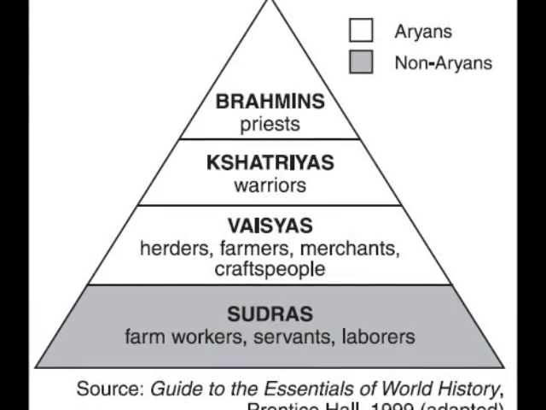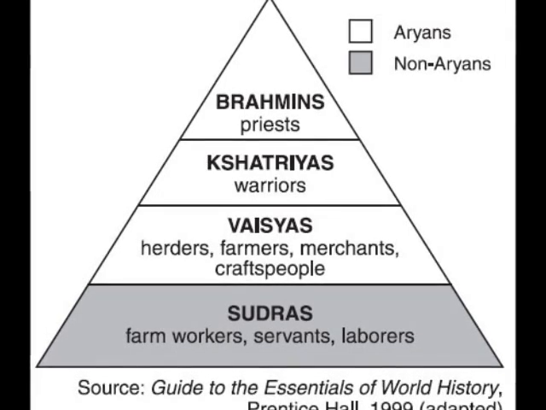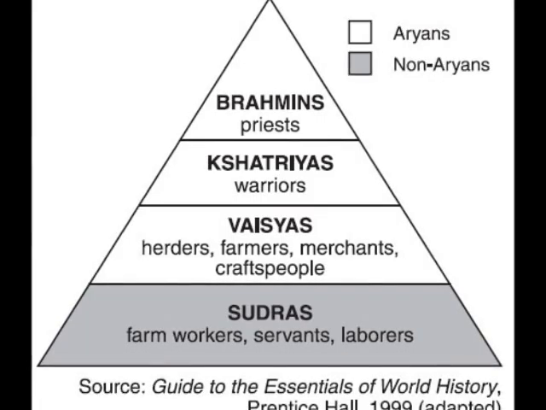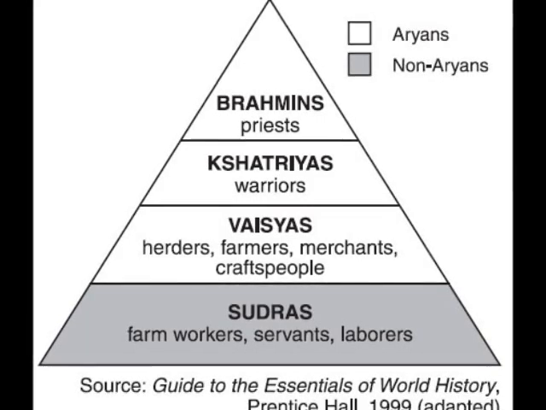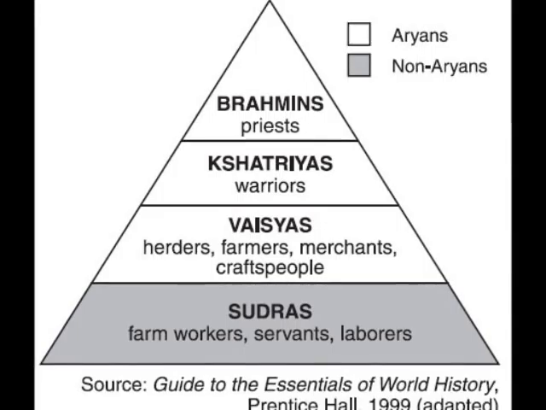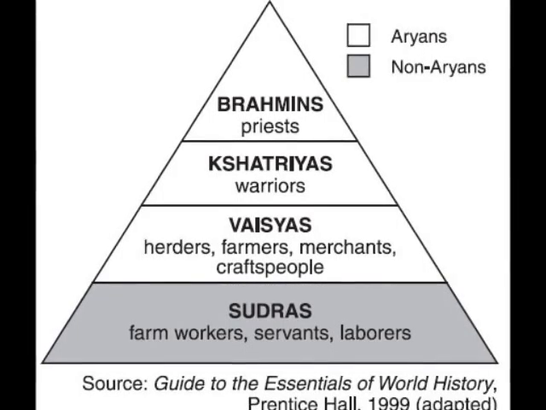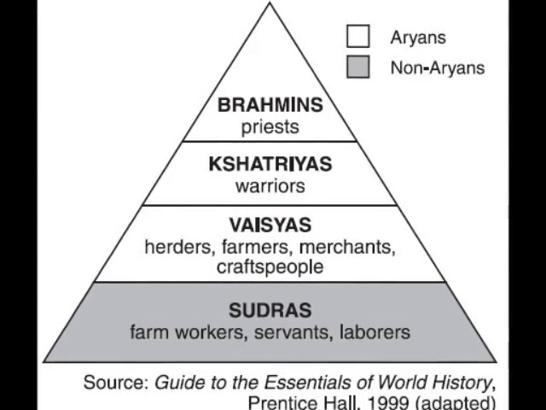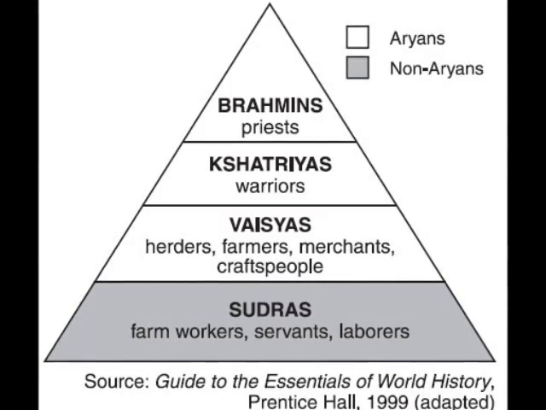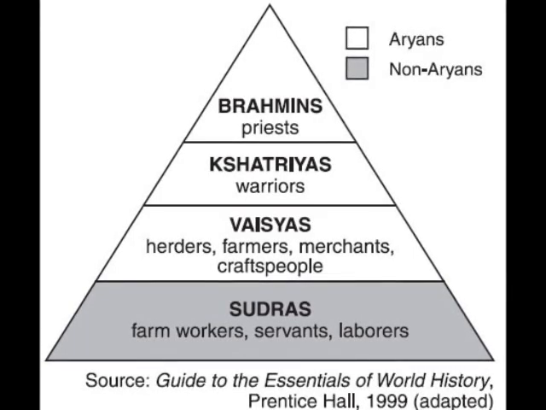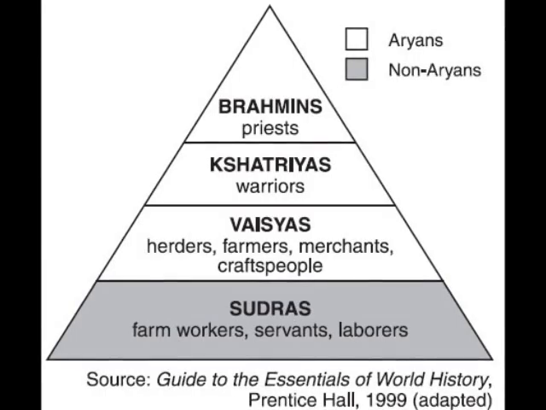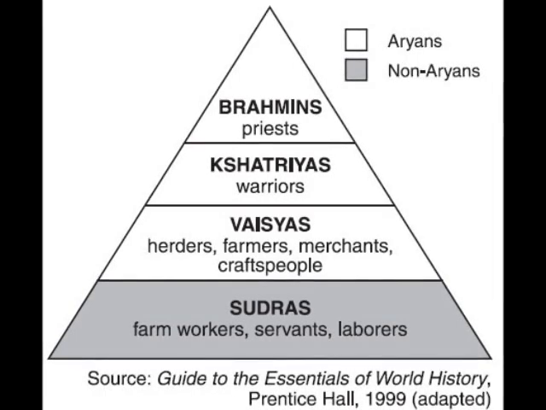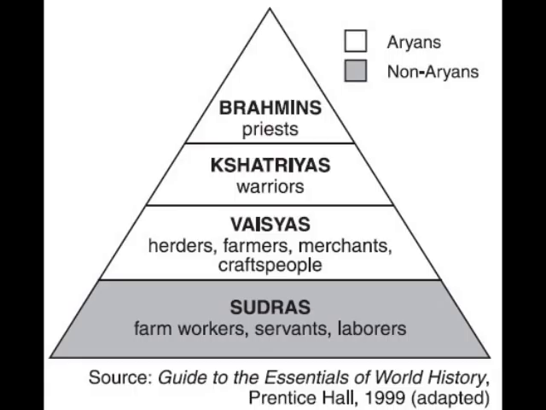And so you had these three basic groups, and the Aryans really felt that they were superior to the people that they conquered, and they were constantly conquering other people all the time. They conquered the Dravidians, they conquered other groups around them. And so these people that they conquered are going to make up the fourth group called the Sudras. And the Sudras were the non-Aryan groups.